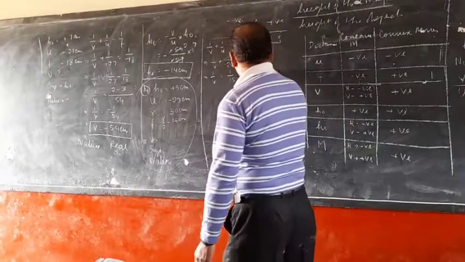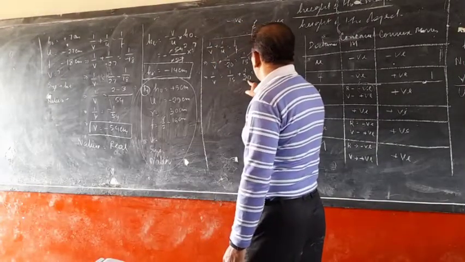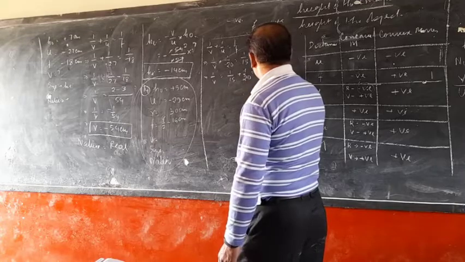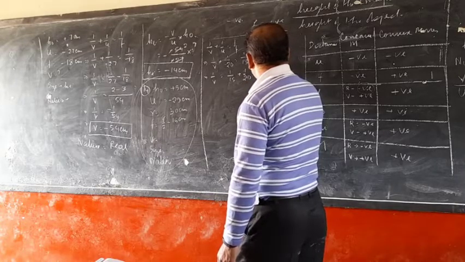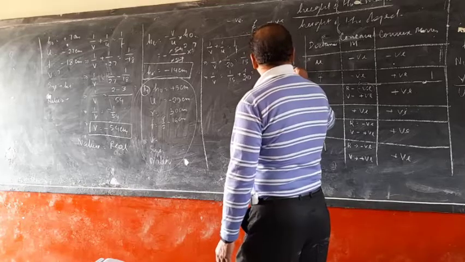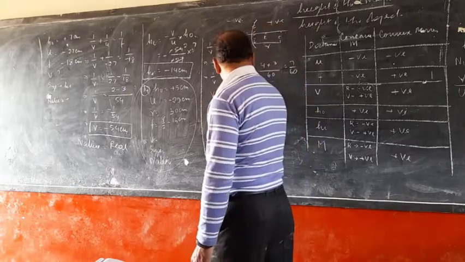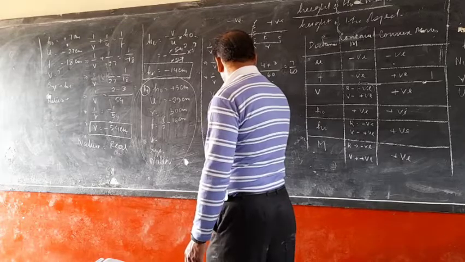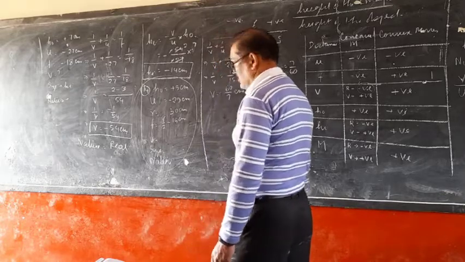LCM of 15 and 20. 15 times 4 is 60, 15 fours are 60, and 20 threes are 60. So it is 7 upon 60. So v is equal to 60 upon 7 centimeter.